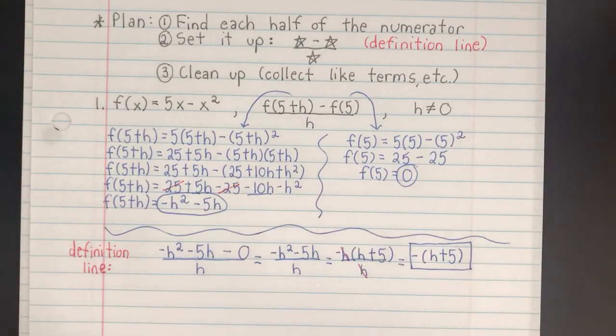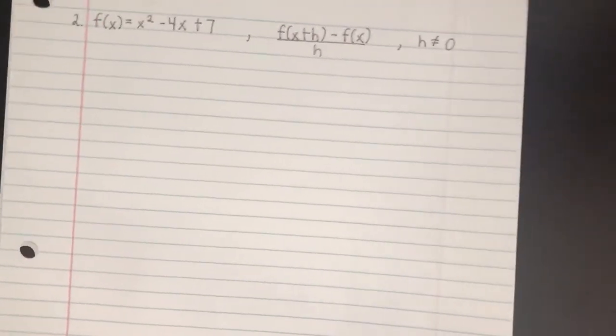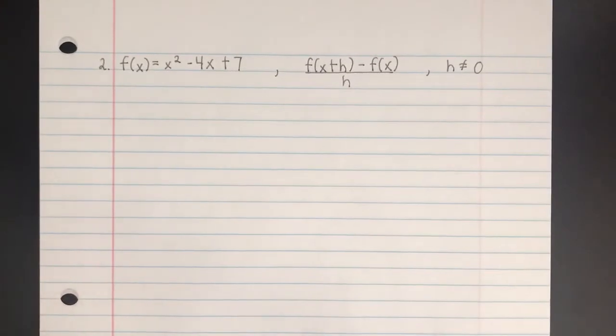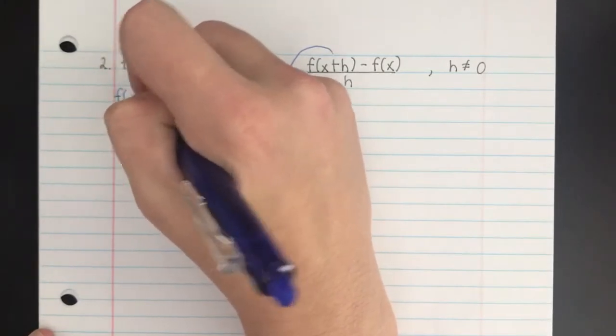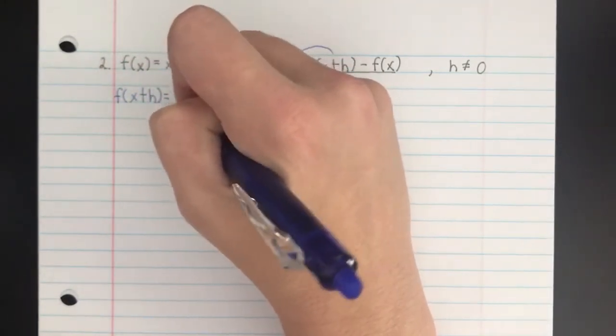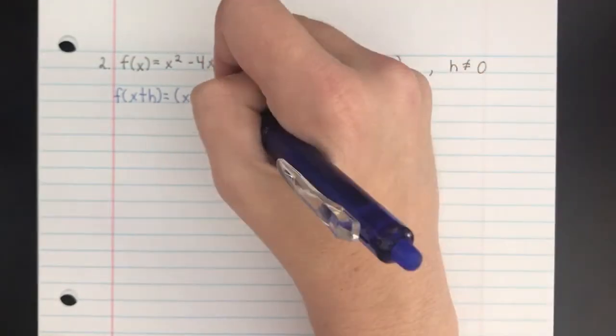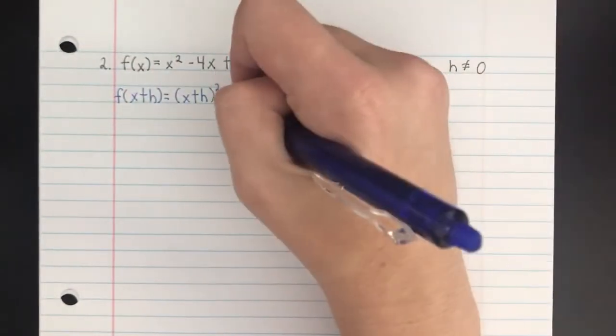Okay, so let's practice one more. Number 2. f of x equals x squared minus 4x plus 7. Find f of x plus h minus f of x all divided by h, where h cannot equal 0. So again, following our plan, our steps, let's find f of x plus h first. So plug in x plus h anywhere I see x in my f of x equation.